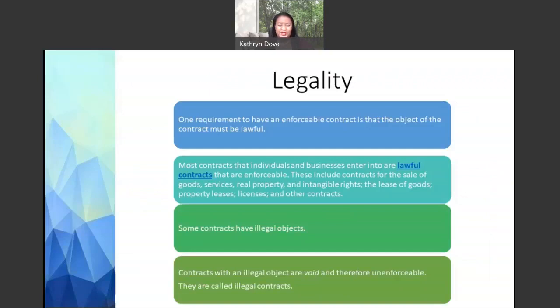We'll be talking about legality in Module 5. One requirement to have an enforceable contract is that the object of the contract must be lawful. The consideration for the contract must be lawful. Most contracts that individuals and businesses enter into are actually lawful, and they're enforceable. Contracts for the sale of goods, services, real property, intangible goods, the lease of goods, property leases, licenses, these are all enforceable agreements.